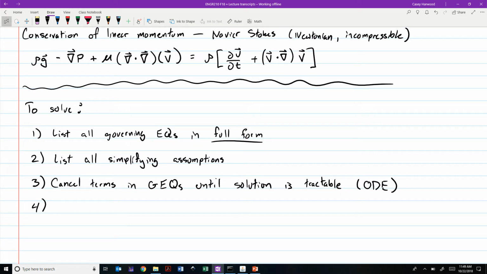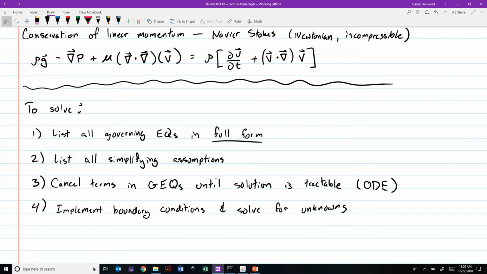And then step 4 is going to be implement boundary conditions and solve for unknowns. All right, so give me guys a minute to finish writing these down.